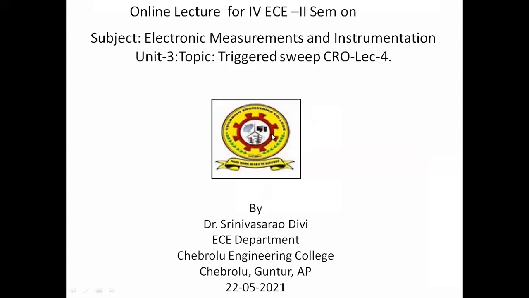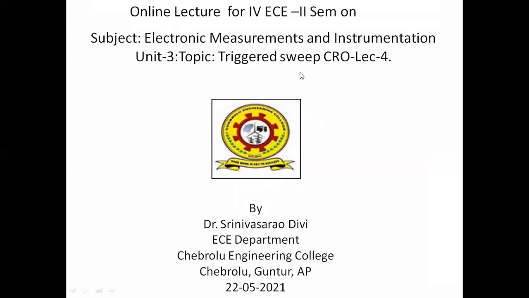So here we are going to discuss the triggered sweep CRO. In the last class we saw the generation of the sweep, which is a continuous type of generation of the sweep signal. Depending upon the applied signal, the sweep voltage is generated continuously.